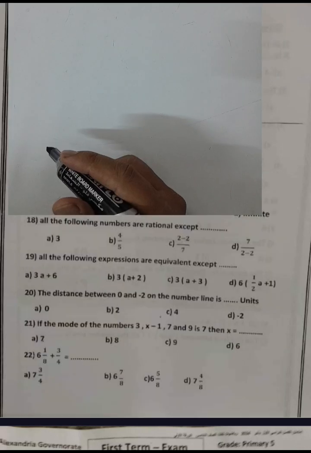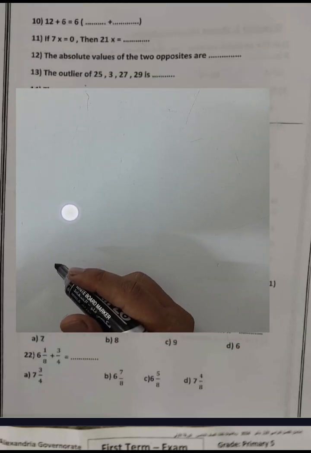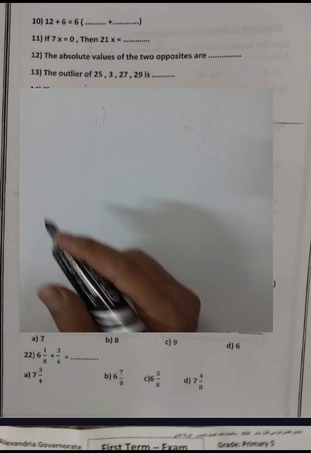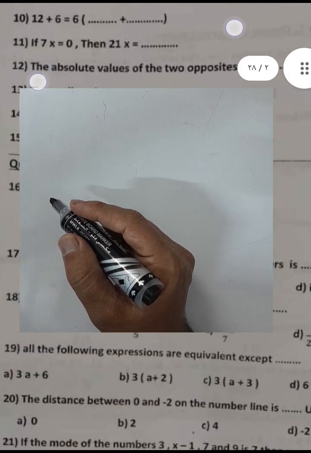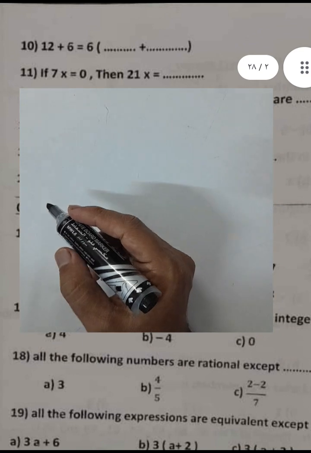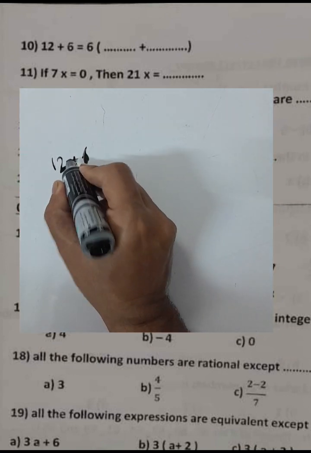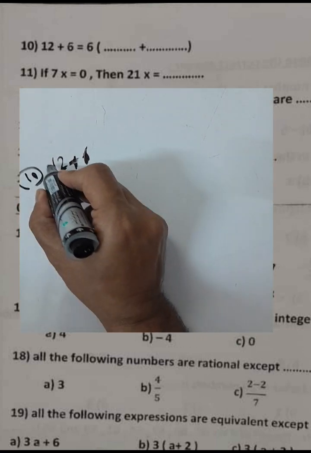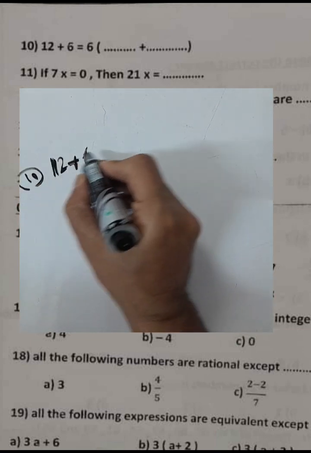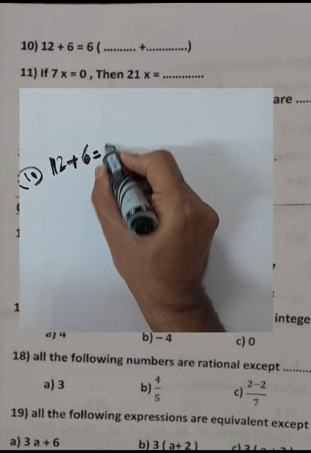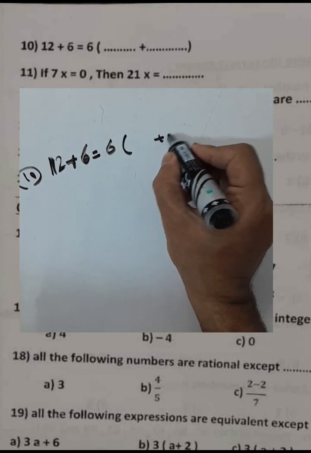12 plus 6 equals 6 reduced by space plus space. We use the distributive property here. Write 12 plus 6. This is question number 10: 12 plus 6 equals 6 product by space plus space.